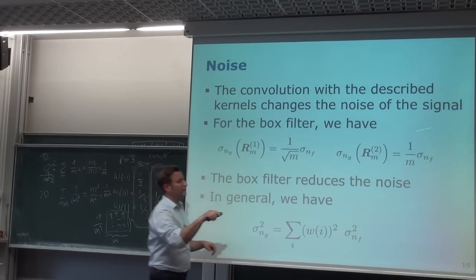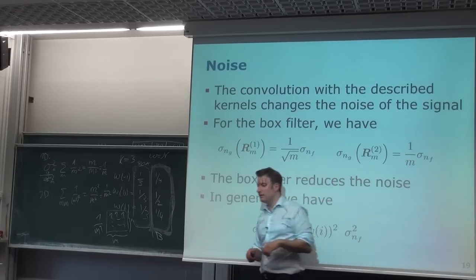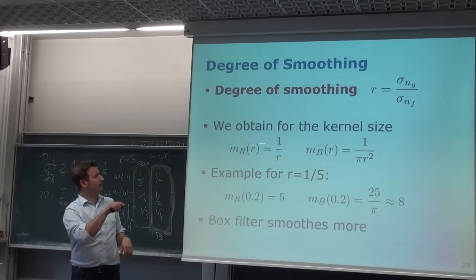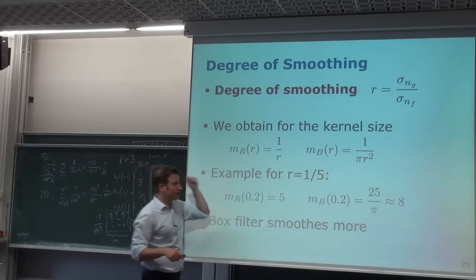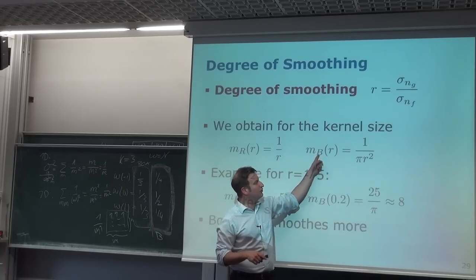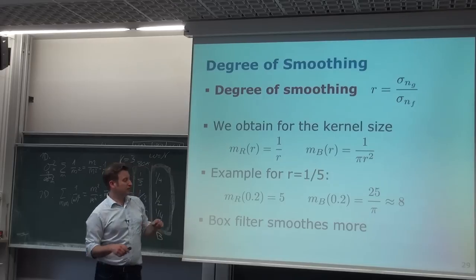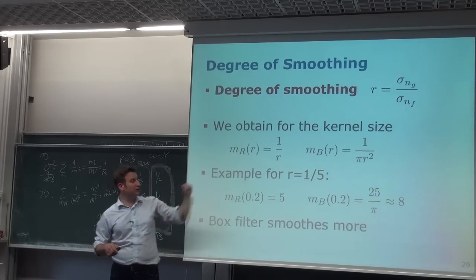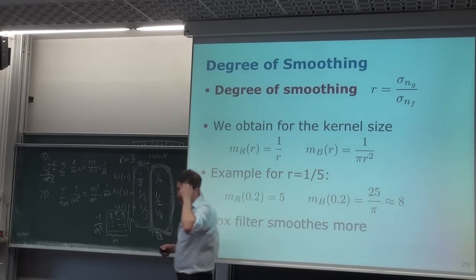What we had here: if we have a direct relation between the neighborhood and the degree of smoothing that we actually obtain, that is here. And for the box filter and for the Gaussian filter in the 2D case, we have this relation over here. So that means the box filter actually smoothes more. We have a larger degree of smoothing in here because those values are larger than those values.